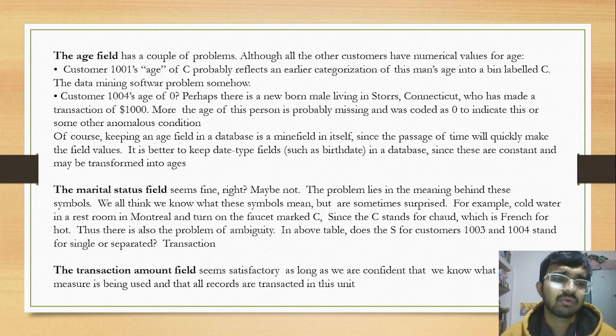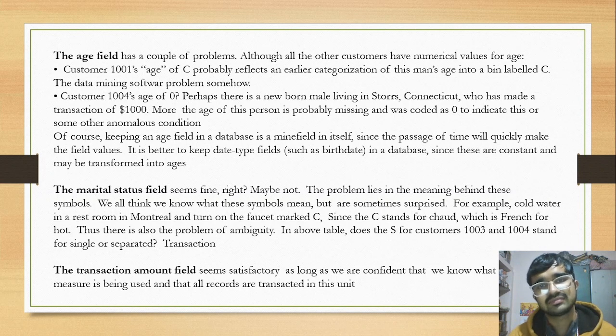For example, the cold water tap in a restroom in Montreal, turn on the one marked C, since the C stands for chaud, which is French for hot. Thus, there is also the problem of ambiguity. In the above table, does the S for customers 1003 and 1004 stand for single or separated?